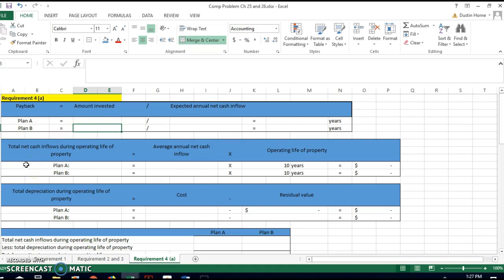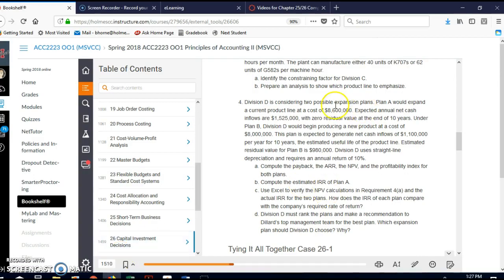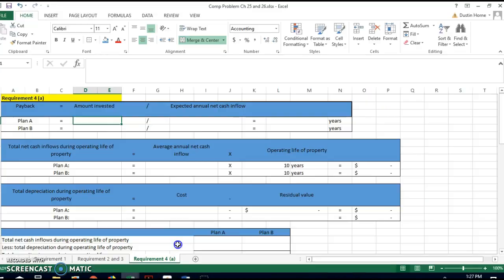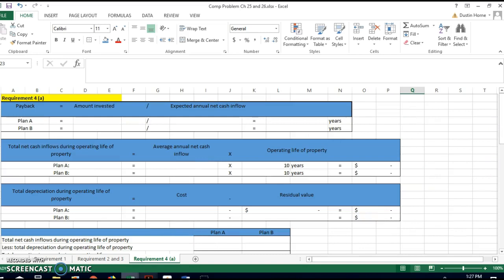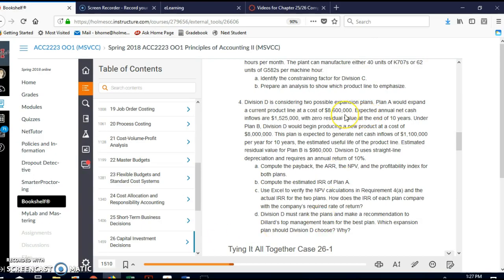Okay. The amount invested for A, if we look in our textbook, would be $8,600,000, and for Plan B, the amount invested would be $8 million. So that is what you would fill in right here: $8,600,000 and $8 million for Plan B, divided by the annual net cash inflow. That number is also given to you. The annual net cash inflow is $1,525,000. Annual means for a year. And for Plan B, $1,100,000.